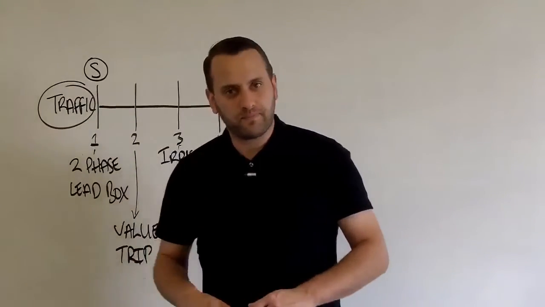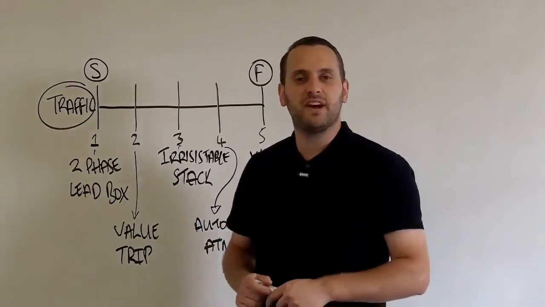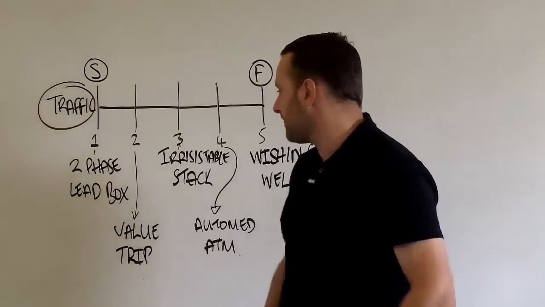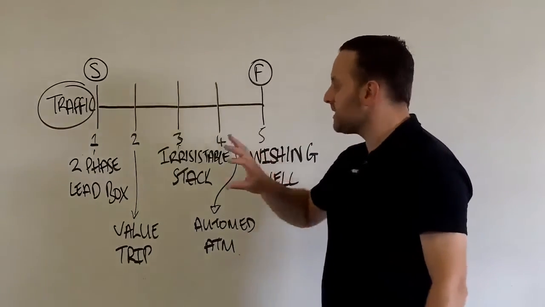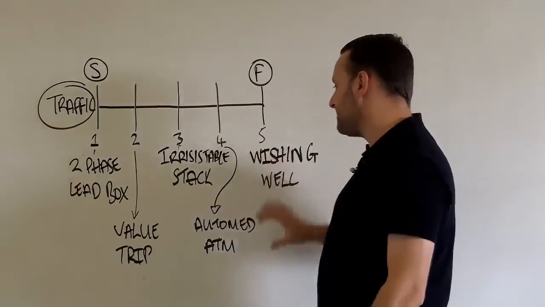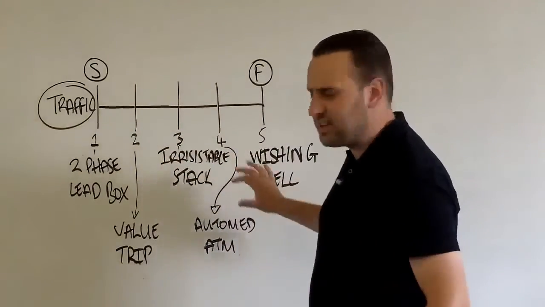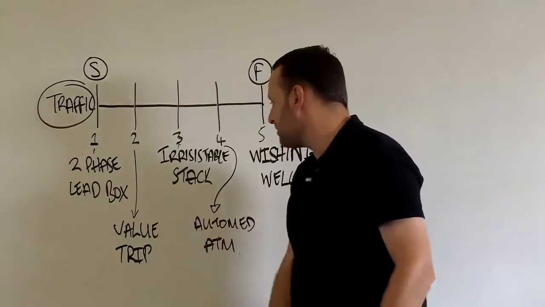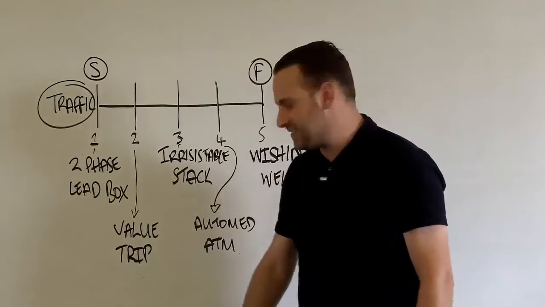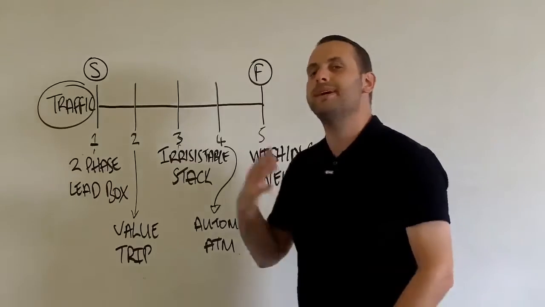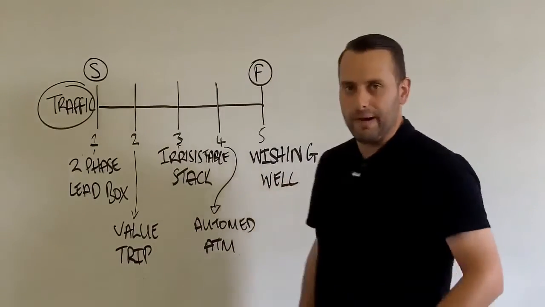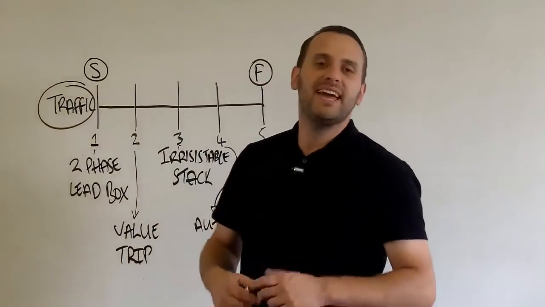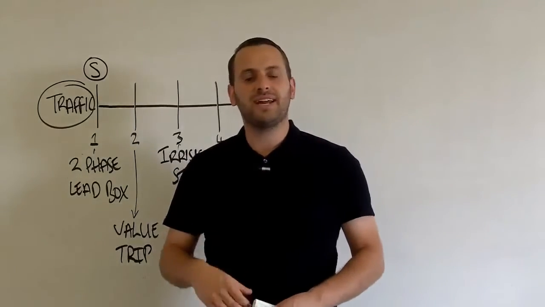Okay? Now, this concludes this video. What we're going to do in the next training video for you is get into the specifics of each of these areas and how all this is done. How do you build your list? What is the value trip? How do you put in an irresistible stack? What exactly is this automated ATM and wishing well? Well, that's what we're going to be discussing in the next part of this training, so keep an eye on your inbox.